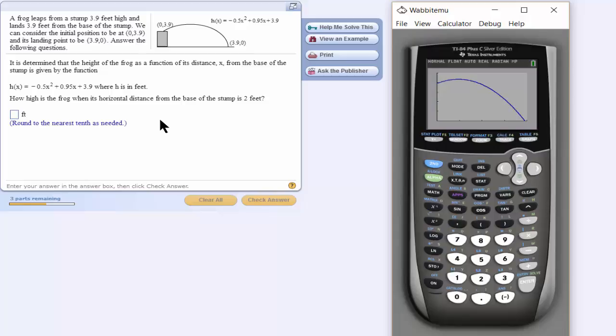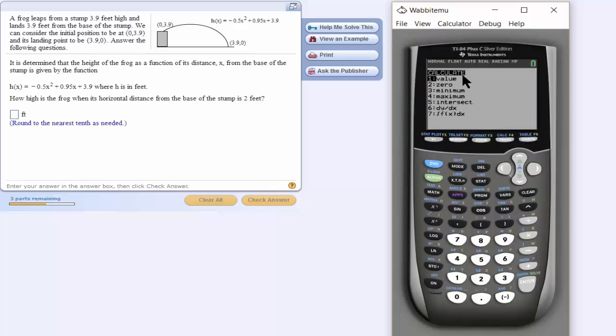Now, the first thing we're being asked is how high up is the frog when its horizontal distance from the base of the stump is 2 feet? In other words, about there. Well, that's a very easy question to answer with the graphing calculator because all we have to do is ask the graphing calculator. In fact, you could even do it by hand by just plugging in a 2 for the x's because x means distance from the log.